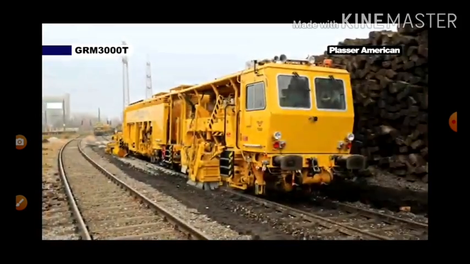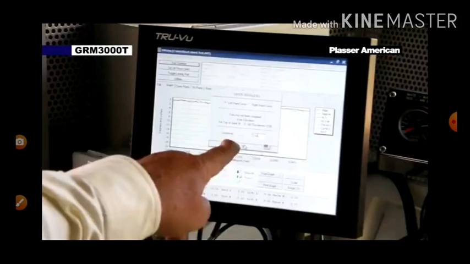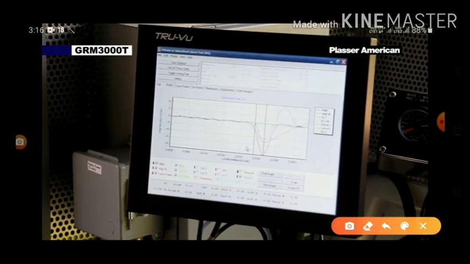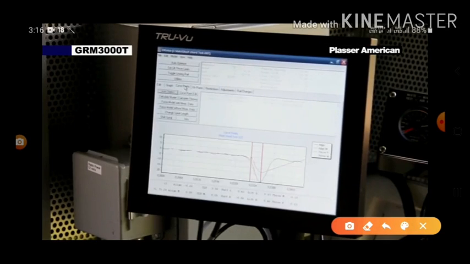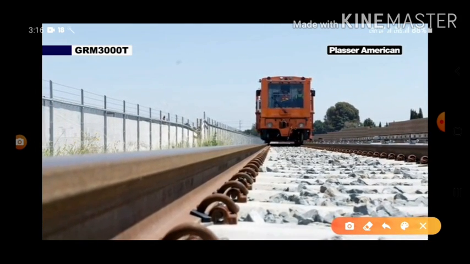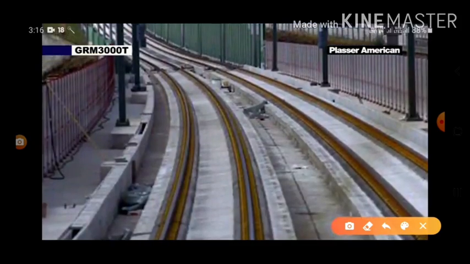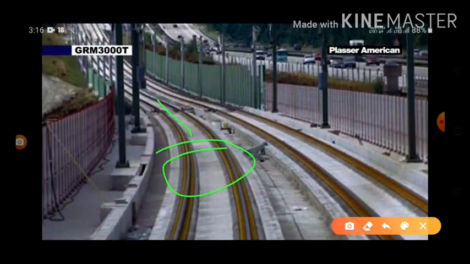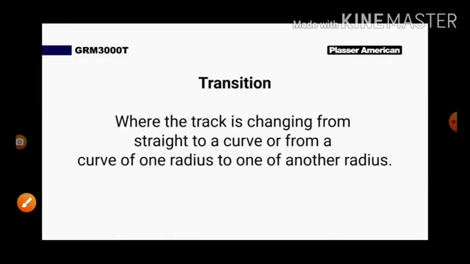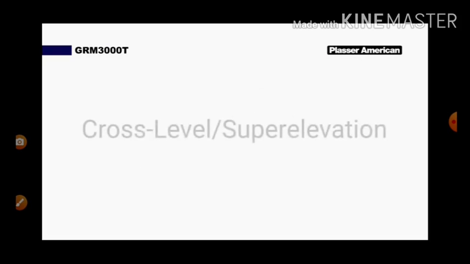Curves in a track are almost a science of their own. Careful calculations are required to ensure that curves are designed and maintained properly, and that train speeds are allowed to reach a reasonable level without causing too much lateral stress on the track or inducing a derailment. There are both vertical curves and horizontal curves. There is also a section of track on either side of a curve known as a transition, where the track is changing from straight to curve or from a curve of one radius to one of another radius.